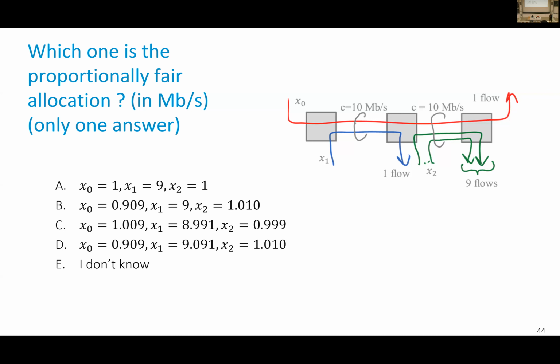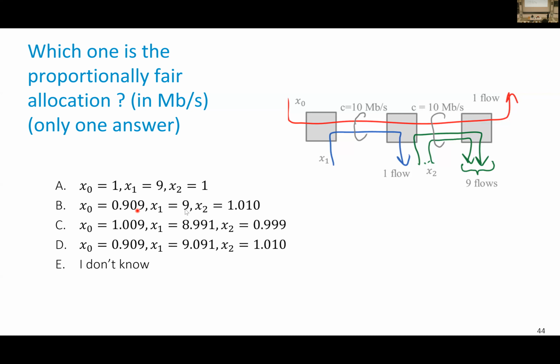I close the poll in a few seconds. Closing. And the majority says D, which is the only plausible answer. Why? Well, the first one we know it's not proportionally fair. We've analyzed this a few minutes ago.